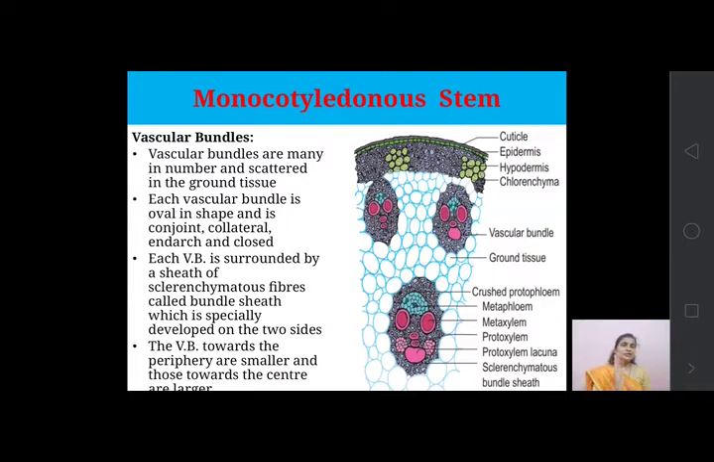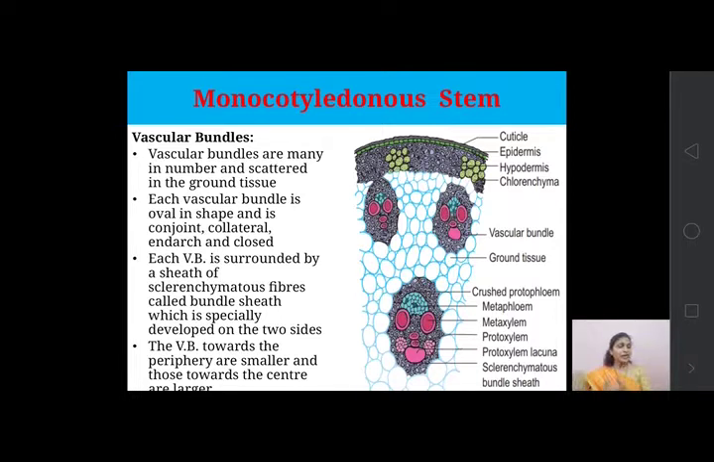The next part of the internal structure of the stem is the vascular bundles. Vascular bundles are made up of xylem and phloem. What type of vascular bundles are present in the monocotyledonous stem? As the monocotyledonous stem does not show secondary growth, the lateral meristematic tissue is also absent. And when the lateral meristematic tissue, known as the cambium tissue, is absent, these vascular bundles are closed type.